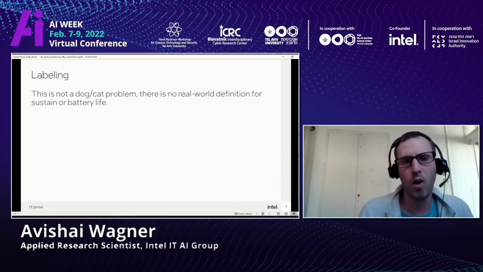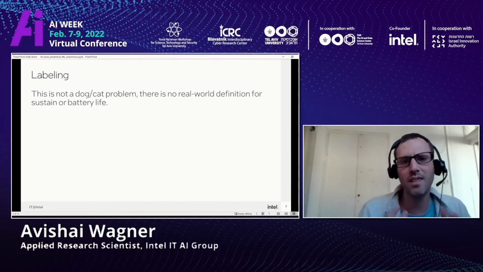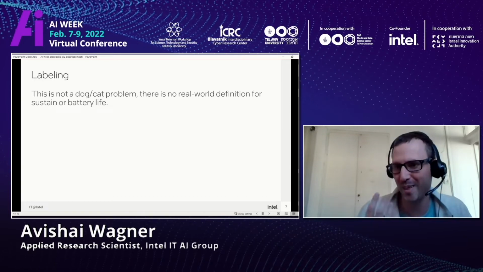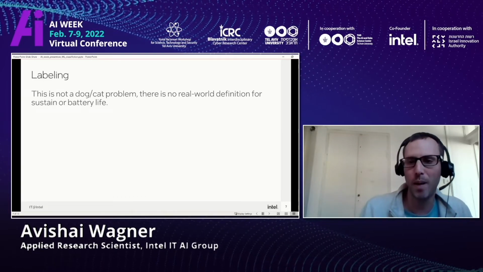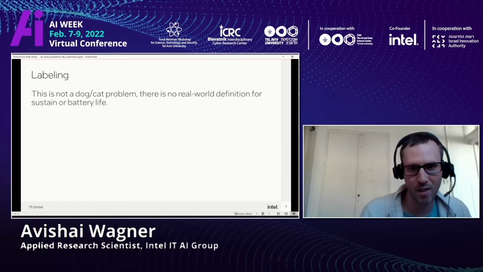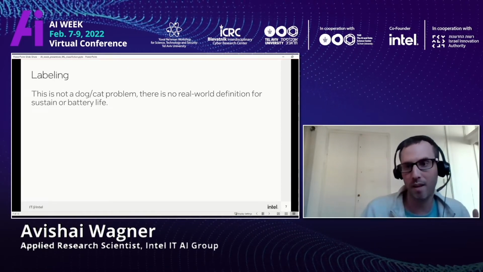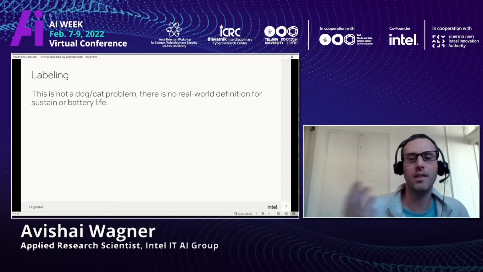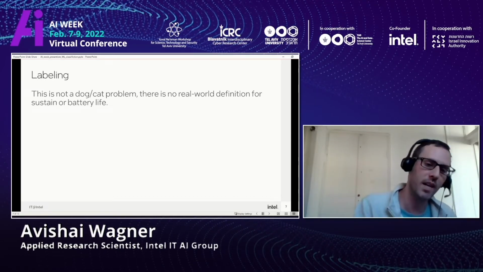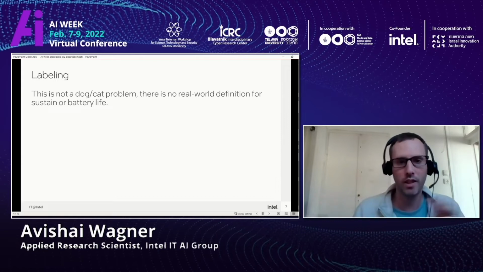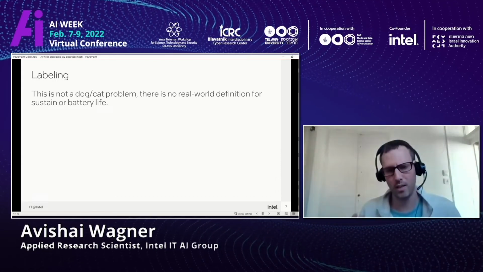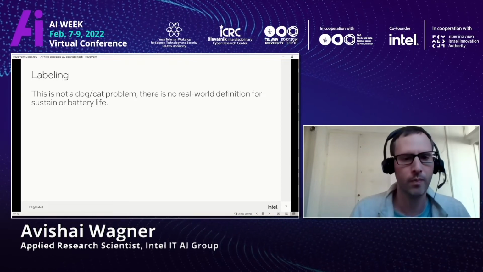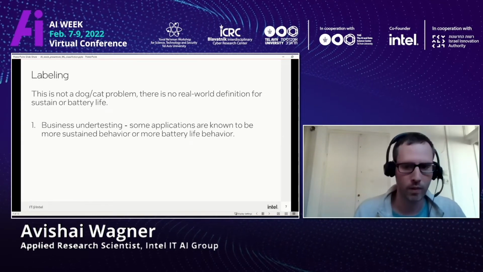So it's nice to have four workloads, but these four workloads are not dog-cat problems. There is no real definition of sustained, battery life, bursty, or idle. We need to do the labeling by ourselves. We can't give it to some random guy and ask him to label this sentence as happy or sad, this image as dog or cat. We need to use a smarter method. So what can we do?